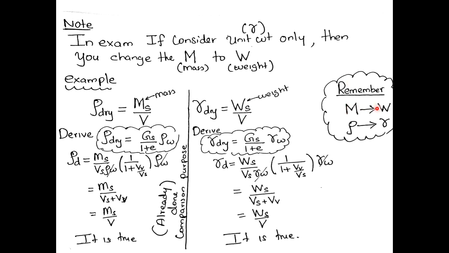Remember M, W, rho, gamma. Then rho dry is equal to GS over 1 plus E into rho W. Here gamma dry is equal to GS over 1 plus E into gamma W. This rho D, instead of MS, WS. Instead of rho W, gamma W. Instead of MS, WS. Doesn't matter, but better. MS, WS or V.